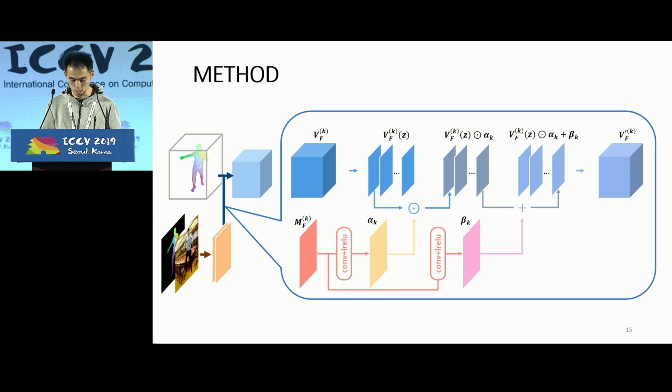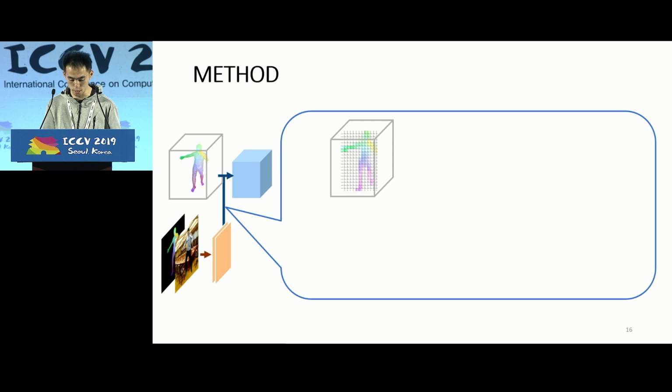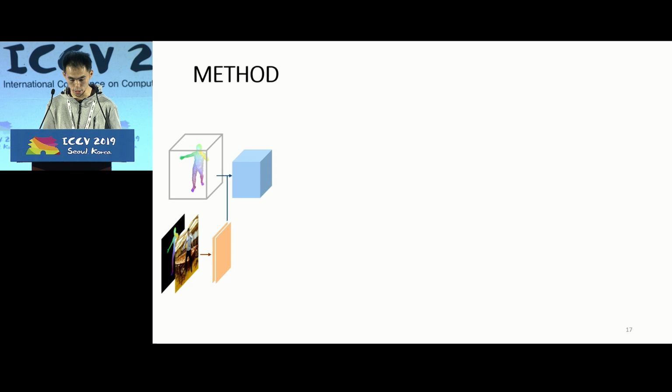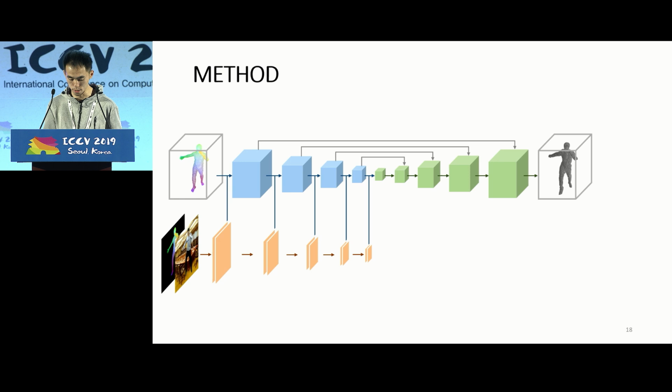In other words, for each voxel, the feature transformation is conditioned on the pixel-aligned image features that are aligned with its 2D projection. Note that our proposed volumetric feature transformation is both efficient and effective and can be easily extended to multiple scales. By decoding the transformed feature volume, we can obtain our reconstruction results in the form of an occupancy volume.